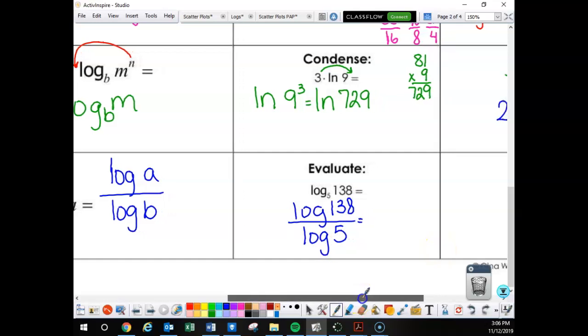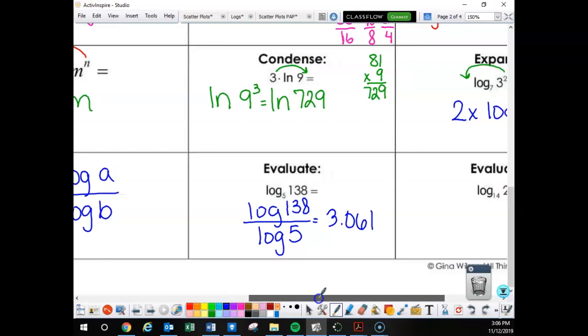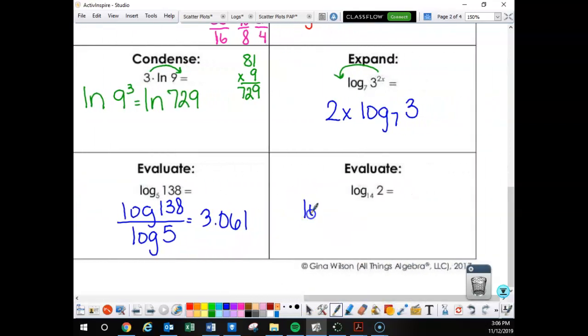So if you plug that into your calculator, log of 138 divided by log of 5, that would be about 3.061. And then this one, I have log of 2 over log of 14. And if I plug that in, that would be 0.263.